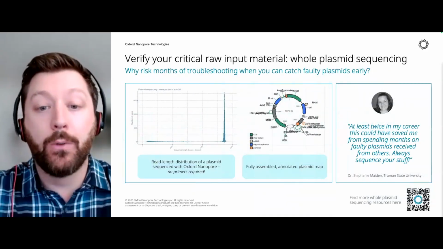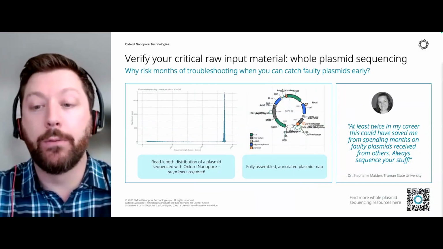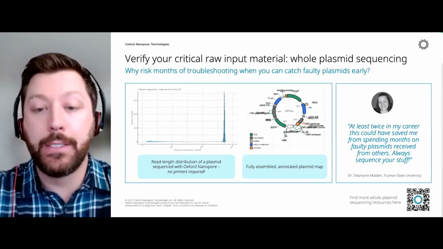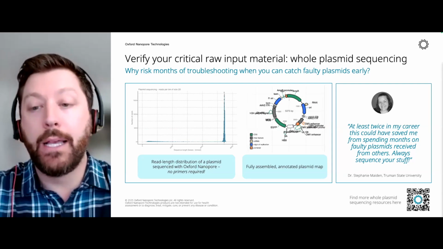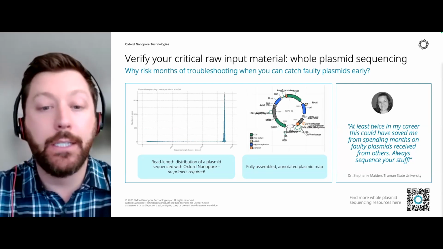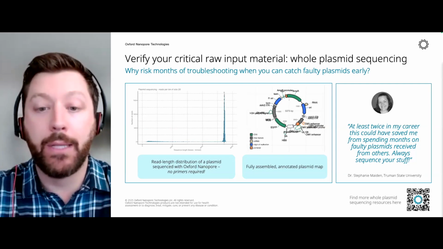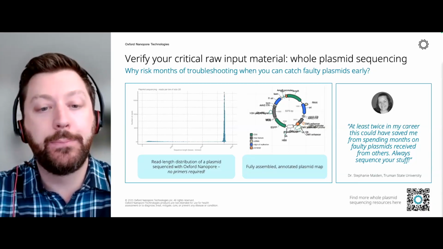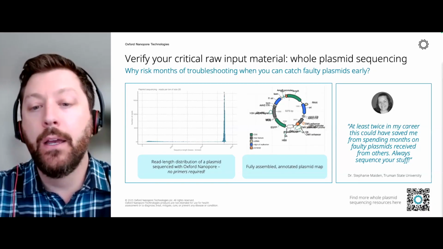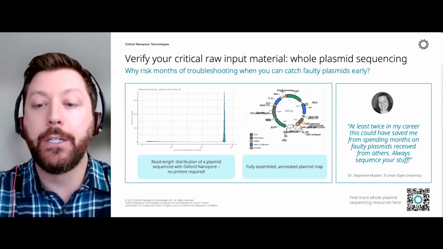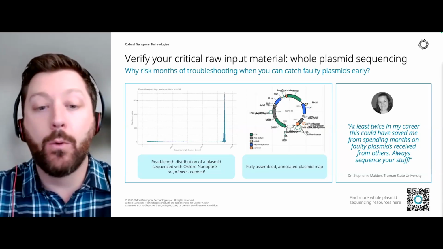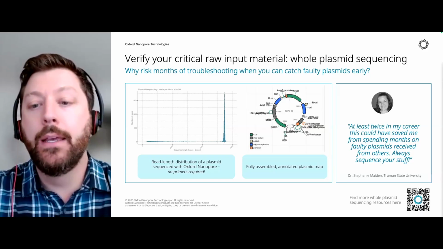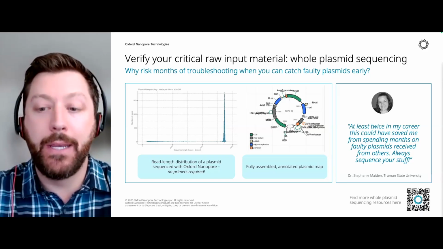Plasmids are foundational raw input materials for many advanced therapy workflows, serving as templates for viral vectors, RNA therapeutics, and engineered cell constructs. But if a plasmid carries even a small error, such as a deletion, an inversion, or a contaminating plasmid, it can lead to wasted time troubleshooting downstream issues. With Oxford Nanopore sequencing, you can quickly verify complete plasmid constructs without having to design or order any primers, to confirm that the construct you're working with is actually what you expect it to be.